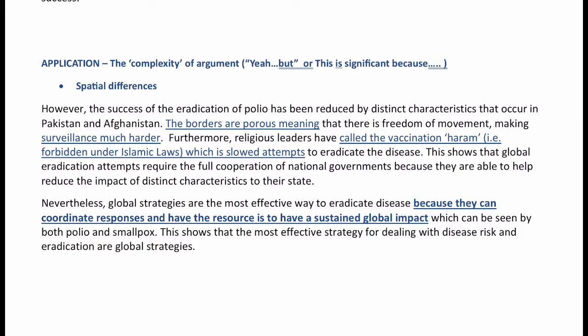Here, again, in my link out of the question, and link out of my AO2, I've really doubled down on that. I've said because they can coordinate responses and have the resources to have sustained global impact, they can generally do a very, very good job. Even though there are some difficulties in a couple of countries, overall, because they can coordinate such a big response, because they have a sustained global impact, they are the most effective. So again, I've added a complexity into my argument, and in my link, I have really reiterated why I think it's the most effective strategy.